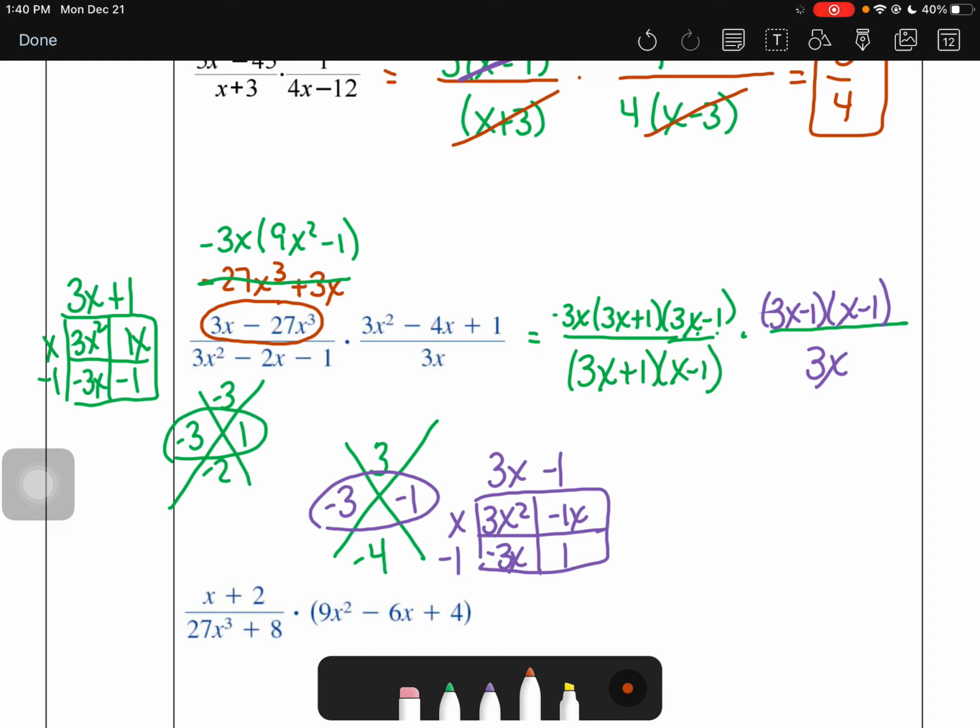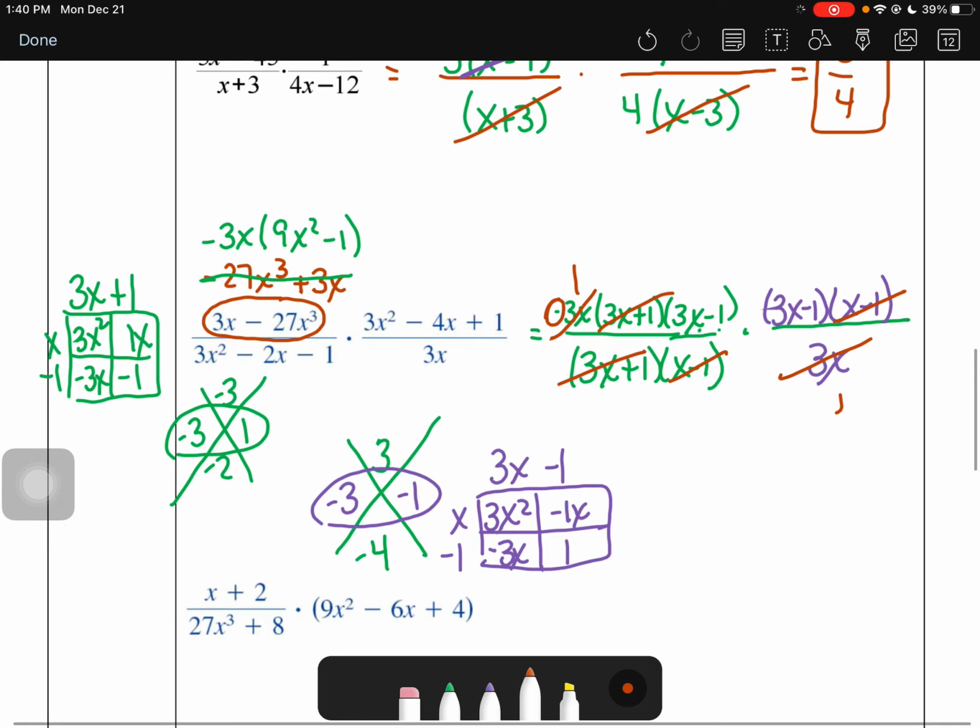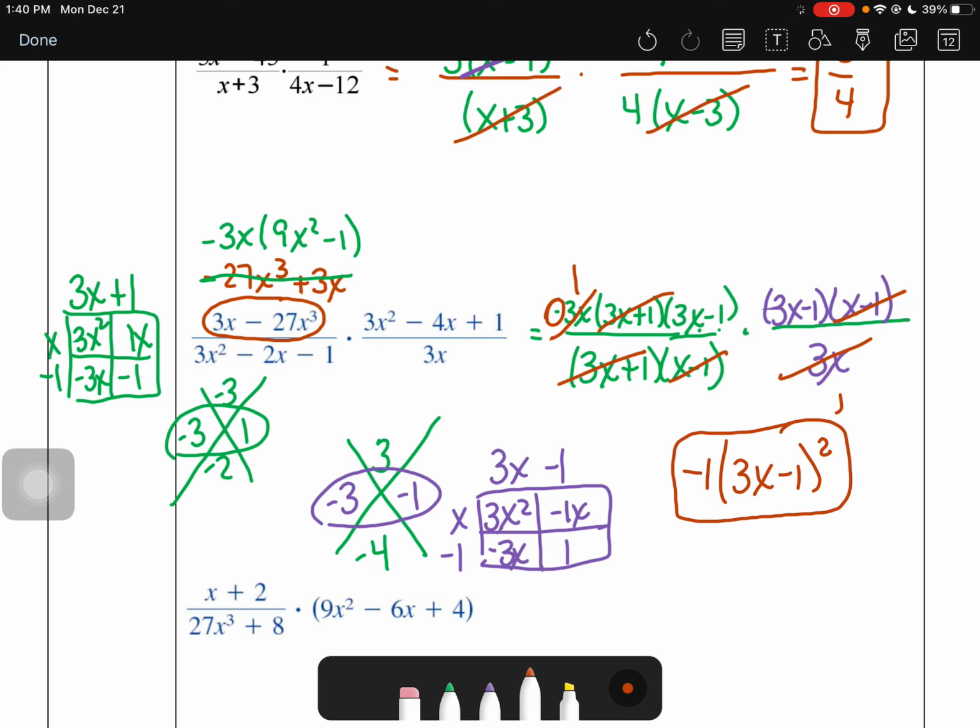And now we see what we can simplify. So 3x and 3x, which leaves us with our negative sign. Then we have a 3x plus 1, we have an x minus 1, and we have a 3x minus 1. Whoops, that 3x minus 1, we need to have both of them in the top. So we have a negative 1, and we have 3x minus 1, the quantity squared, as our final answer.